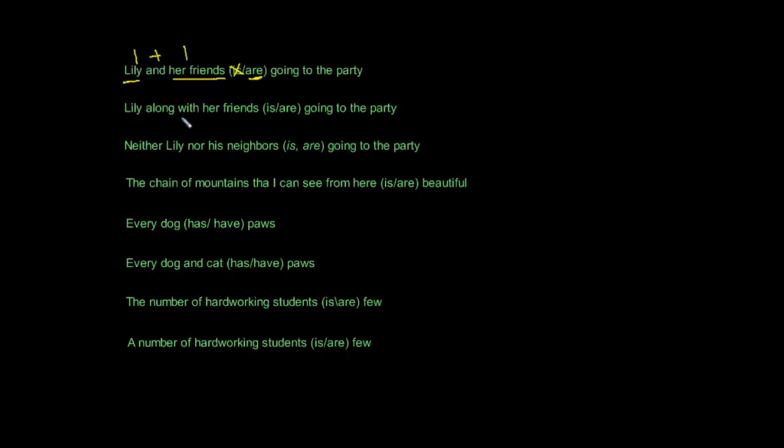Now, if I say Lily along with her friends dash going to the party, along with her friends. But then am I talking about friends? I'm still talking about Lily. Lily along with her friends. So whosoever comes, I don't care. But who's going actually? Lily is going. So is Lily singular or plural? Singular. So I'll eliminate are and I'll keep is as the correct answer. Next one. Neither Lily nor his neighbors dash going to the party. Now, a different pattern. Till here, we were only talking about and or any other adjective.